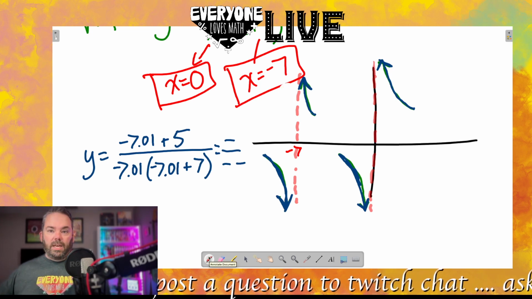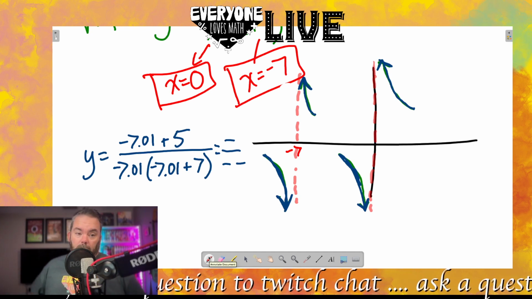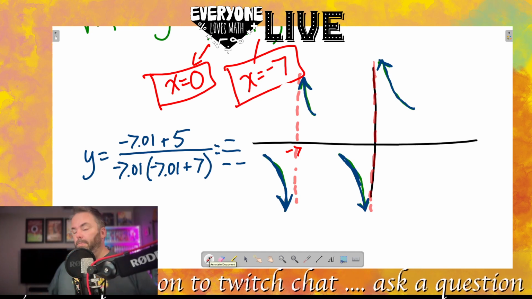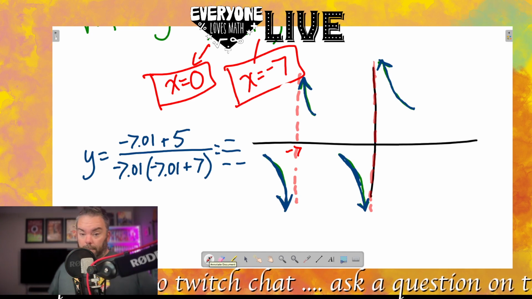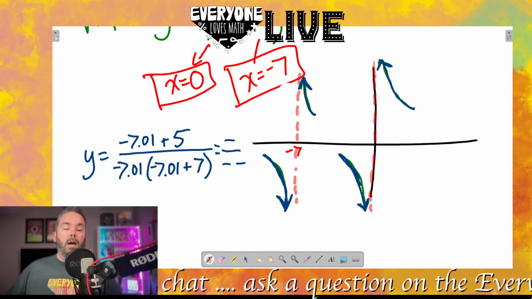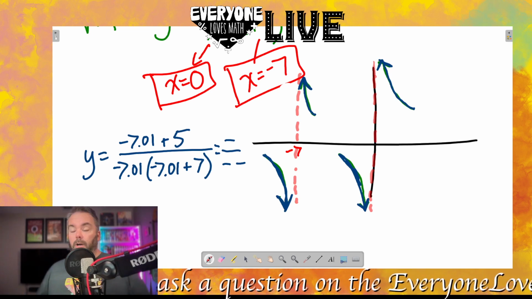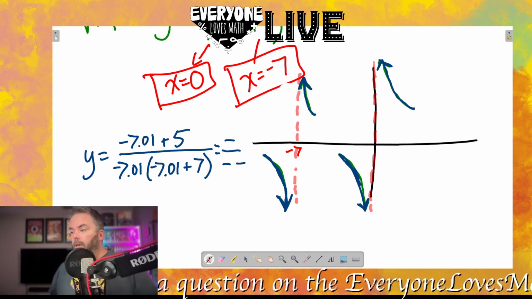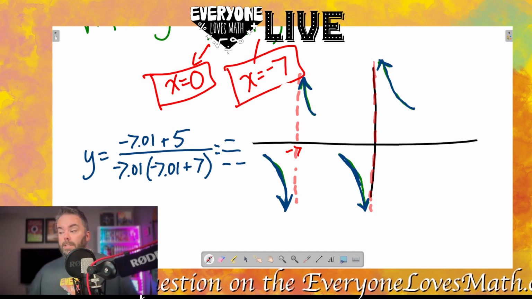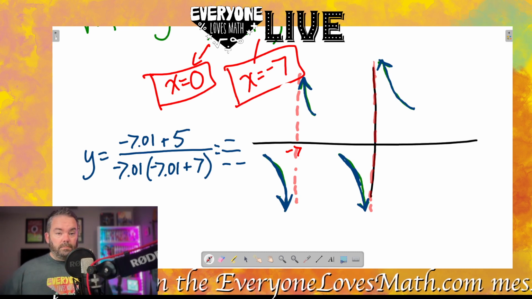And now we can answer that question, right? So if we were going to describe... Oh, here we go. Let's sound smart. Let's sound like some college people. If we were going to describe the asymptotic behavior of this graph, we would say for the two vertical asymptotes, which occur at -7 and 0, the function approaches infinity on one side, and it approaches negative infinity on the other side.